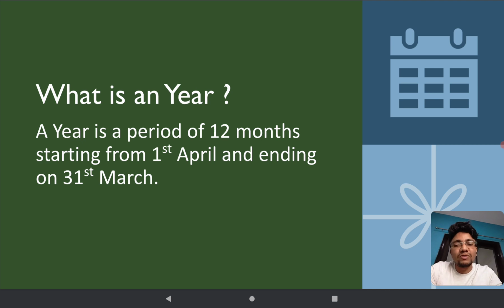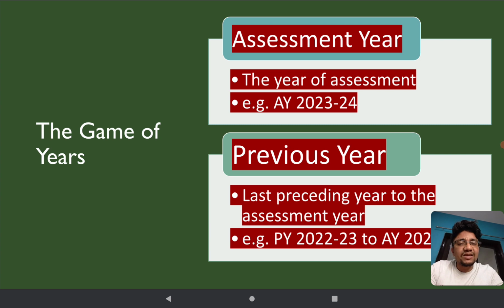Now when we are saying year, we should also know what a year is. The technical definition is that it is a period of 12 months, which we already know. But when does it start? It starts on the 1st April and ends on the 31st March of the next following year, right? Not on any random 1st April and any random 31st March. 1st April of this year to 31st March of the next following year, right? That is your year.